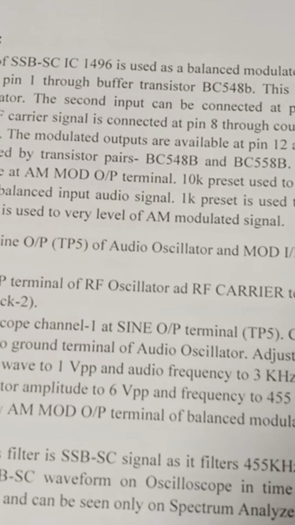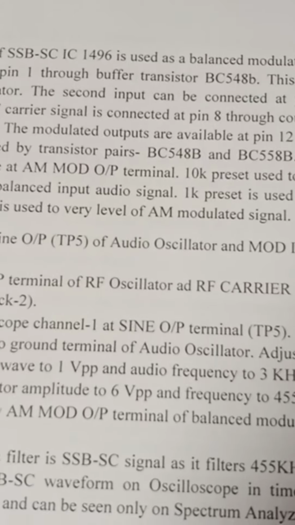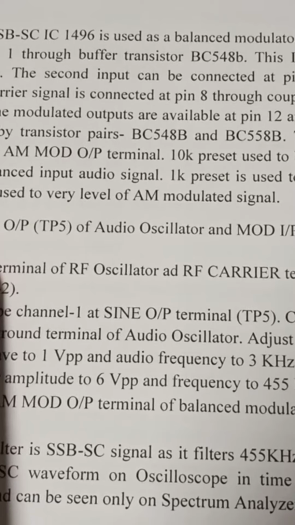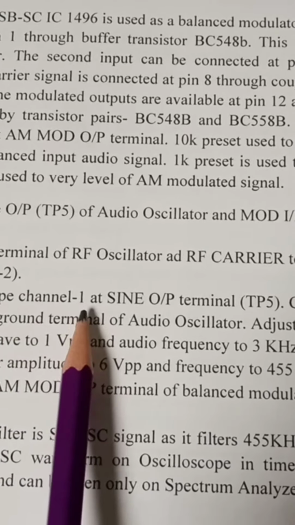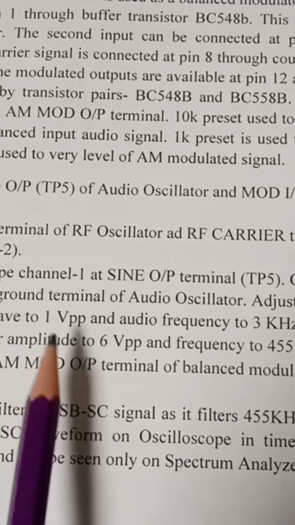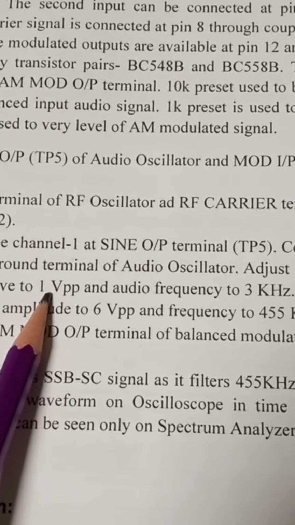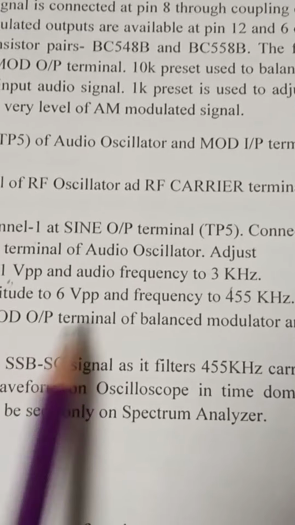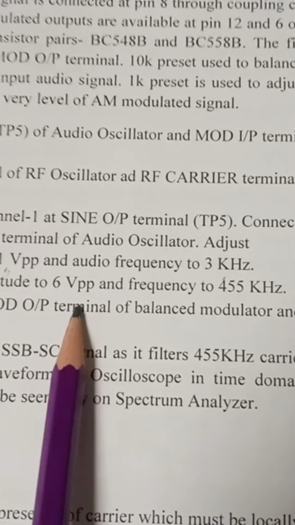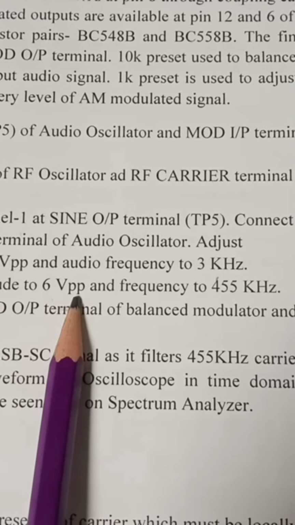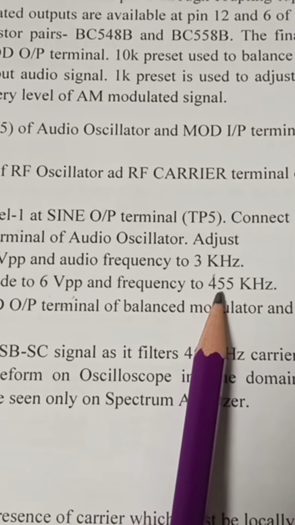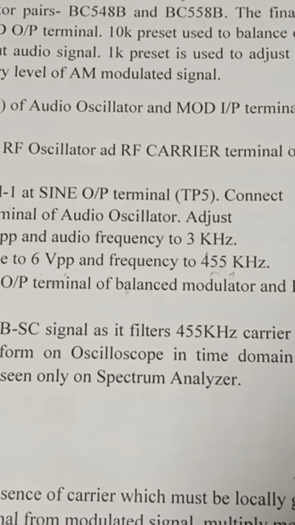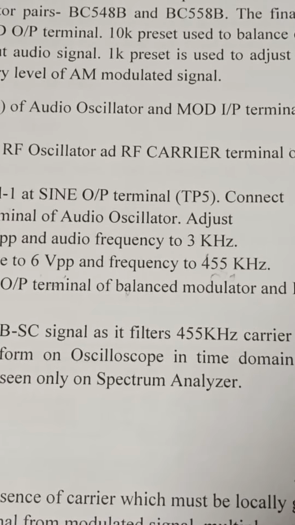So let's move forward. This is the procedure for single sideband suppressed carrier modulation. First of all, we will set the parameters of the message signal or audio signal, that is amplitude and frequency. The amplitude of the message signal should be 1 volt peak to peak, and the frequency should be 3 kilohertz. After that we will set the parameters of the carrier signal, that is 6 volt peak to peak amplitude and a frequency of about 455 kilohertz. That's the same parameters as we set in double sideband suppressed carrier modulation.